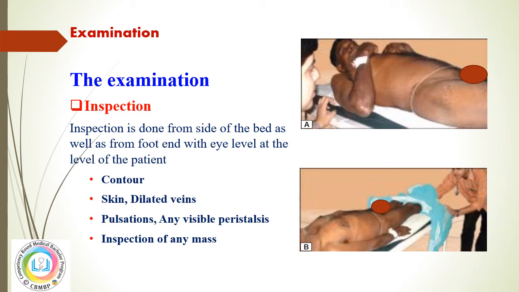Also I inspect the skin for any scars, for hair distribution, for any pigmentation, and so on, and for any dilated vein that may indicate either portal hypertension or occlusion of the inferior or superior vena cava. I inspect also for pulsations, any visible peristaltic movements, and inspect for any mass that appear in the contour of the abdomen.